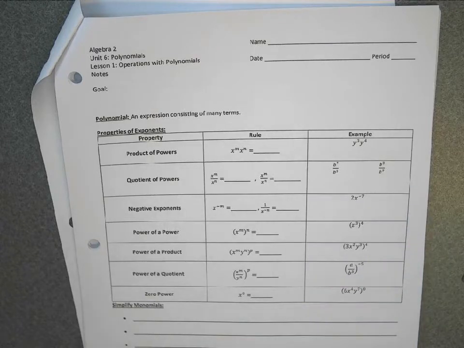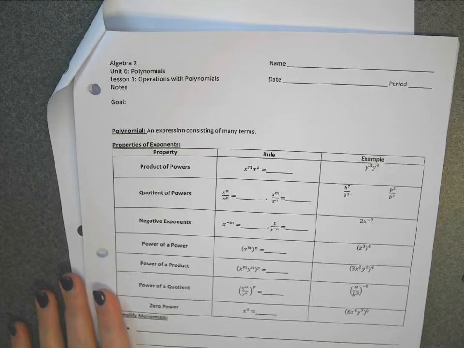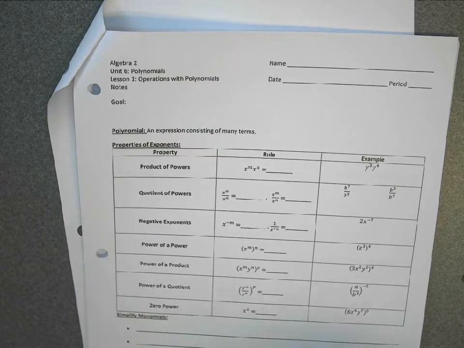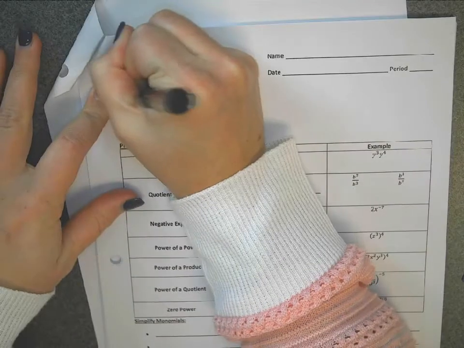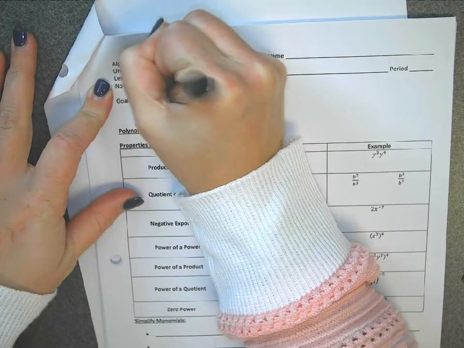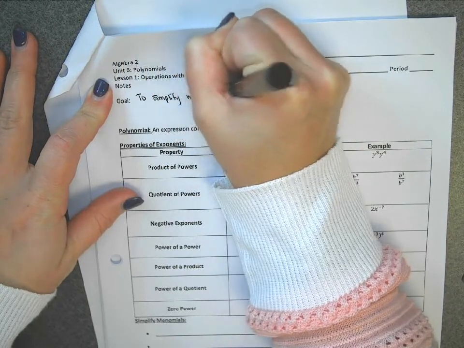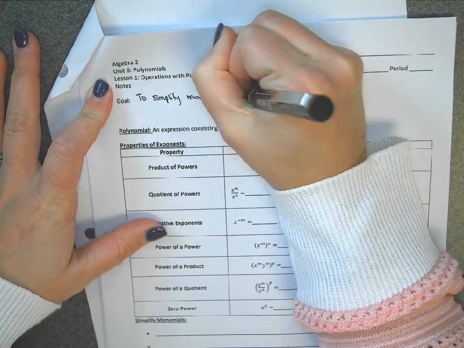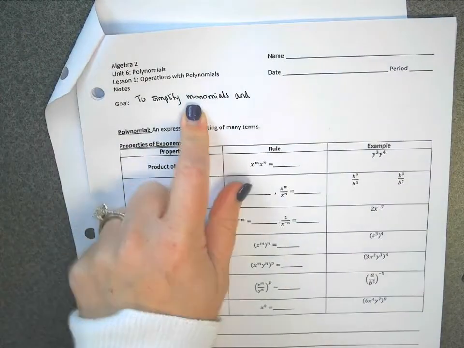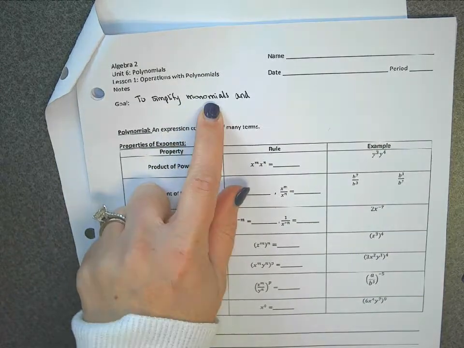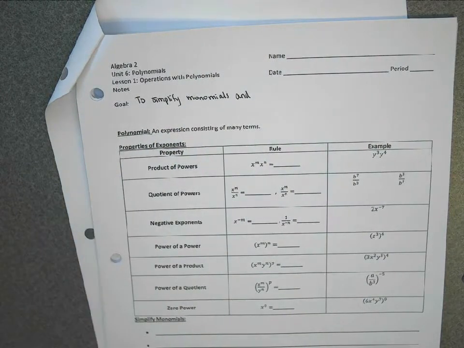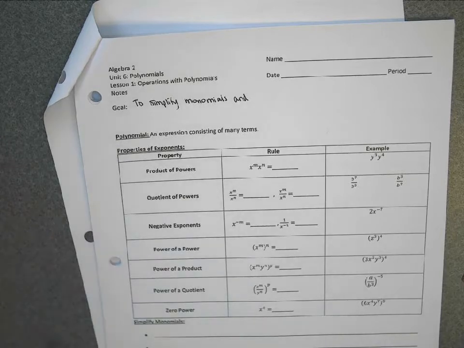All right, so here we have 6.1 notes, which is going to be to simplify monomials. So our goal today is to simplify monomials. And so mono means one, so this is just a one-term polynomial, which you'll see in a little bit. You'll see once we do examples. The vocab here, you'll hear it over and over, but it will become a little bit easier to understand once we actually get into it.